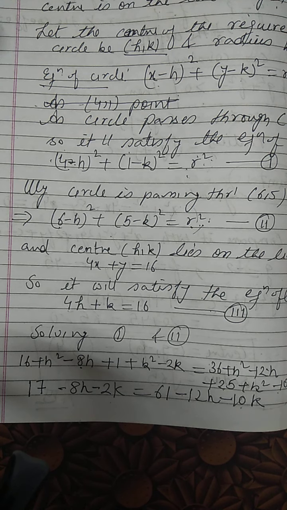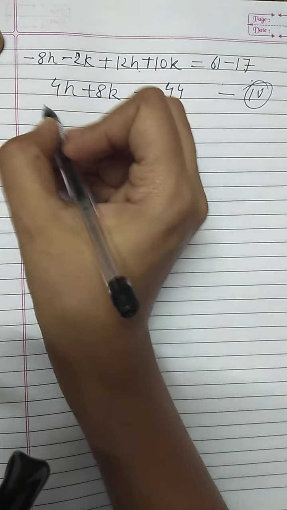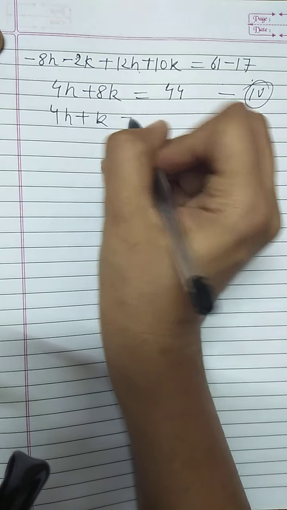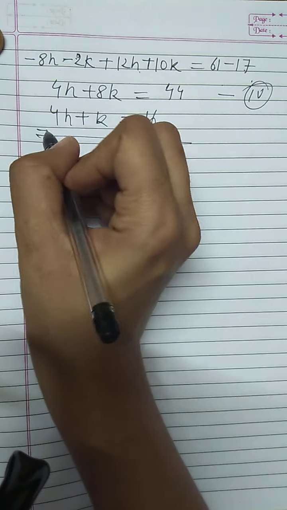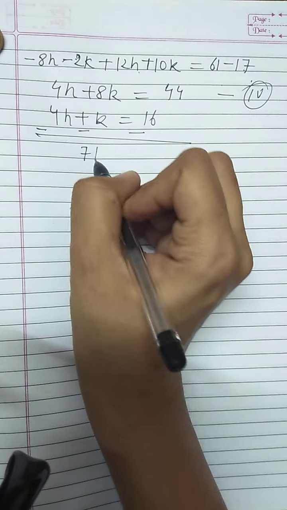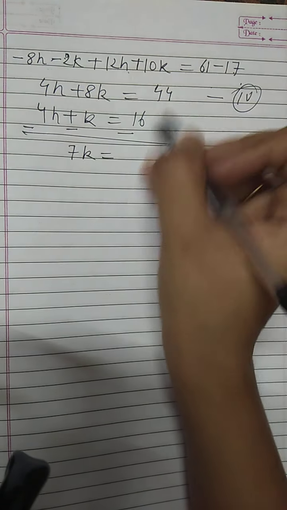Okay, so let us solve equation number 3 with equation number 4 to get the values of h and k. Equation number 3 was 4h plus k equals 16. If we just subtract it, the h terms will get cancelled. This is 7k equals 44 minus 16.